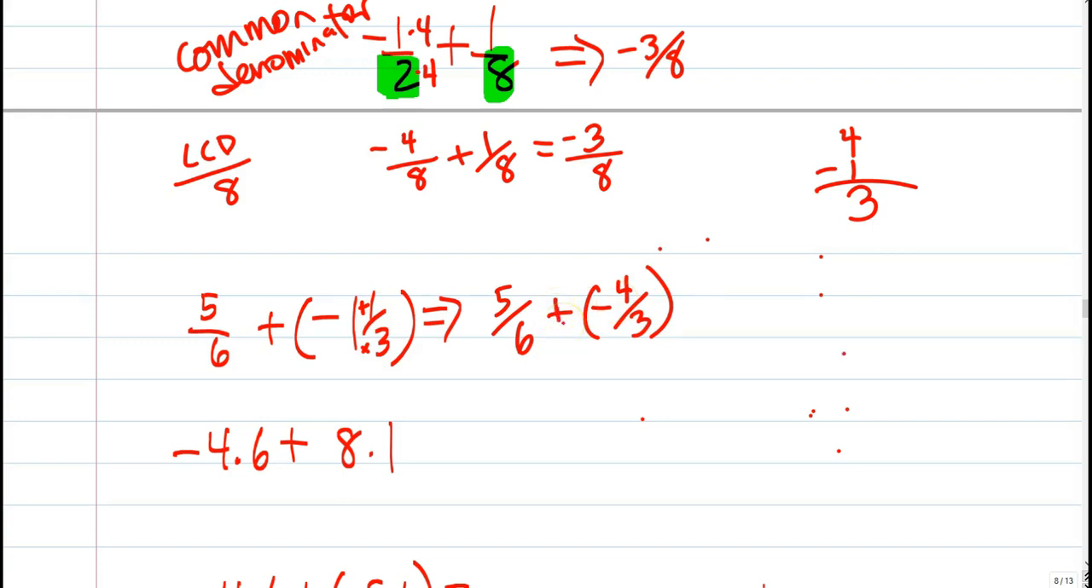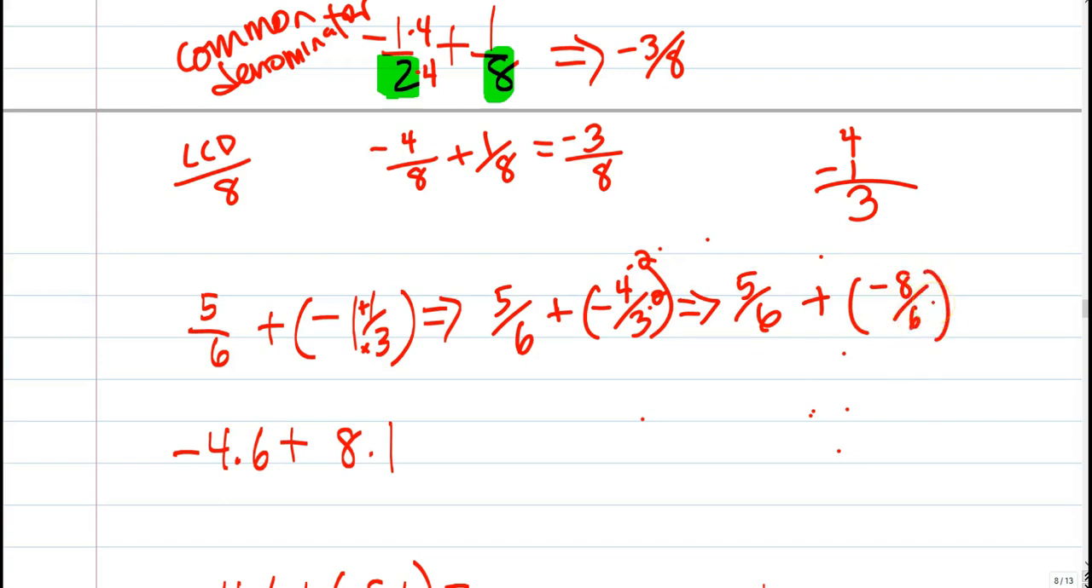These are not ready to add. I need a common denominator for 6 and 3. Our least common denominator would be 6. So now, if I want to make that a 6, I leave the first one alone. I multiply the second one, top and bottom, by a 2. So that's going to make that negative 8/6.